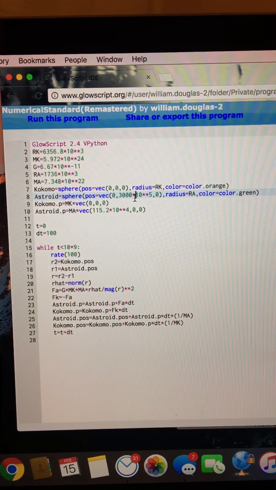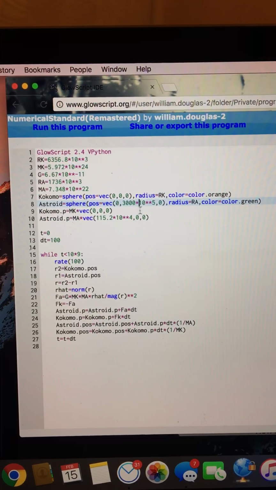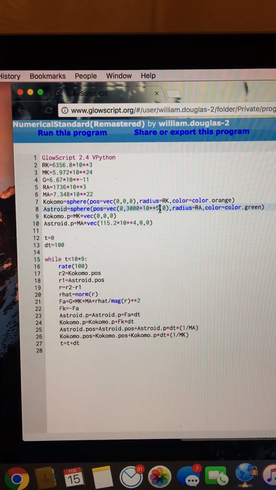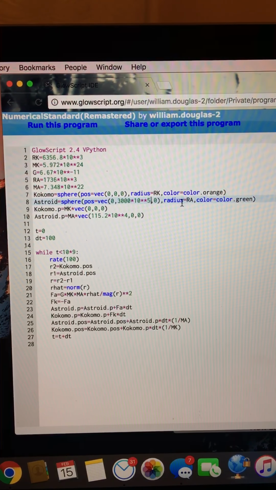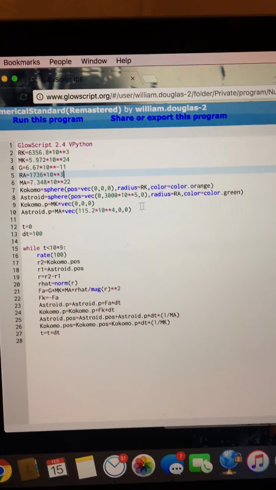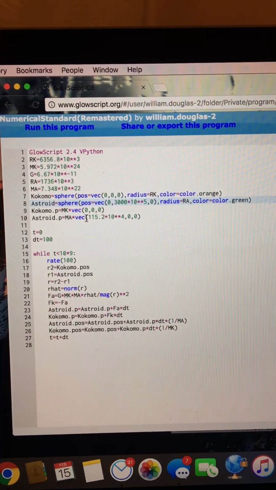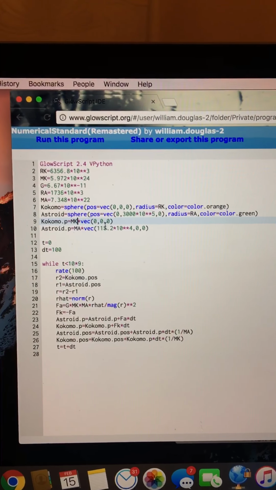And the asteroid has a position vector that is only in the y direction, because I want it to be directly above my planet whenever I start the simulation. And its radius is one of the constants right here, the radius of the asteroid, RA. And I gave it a color, green. I like green.